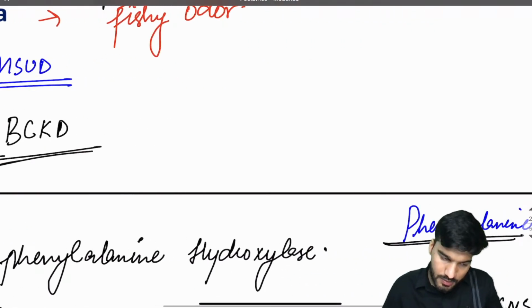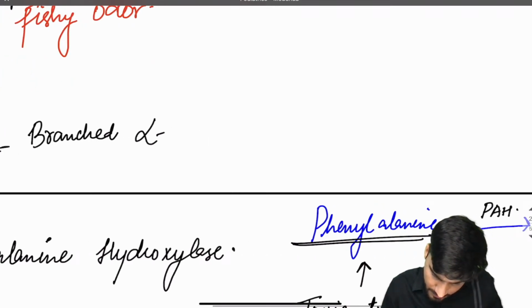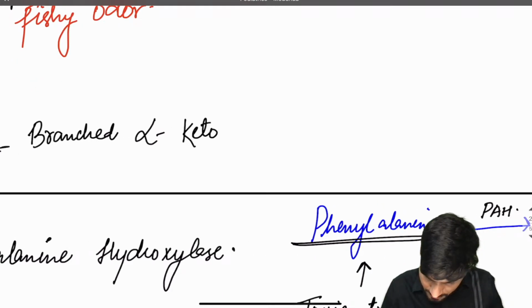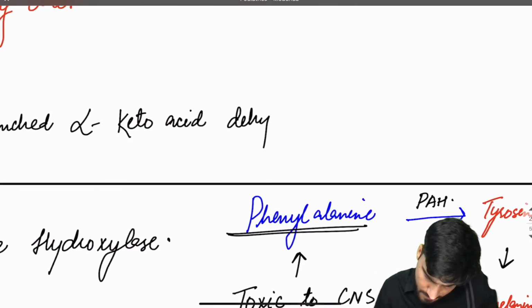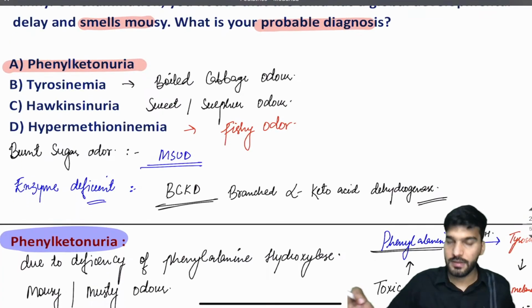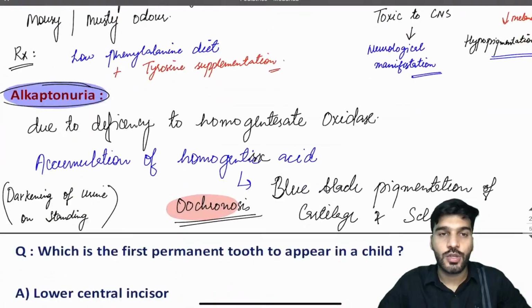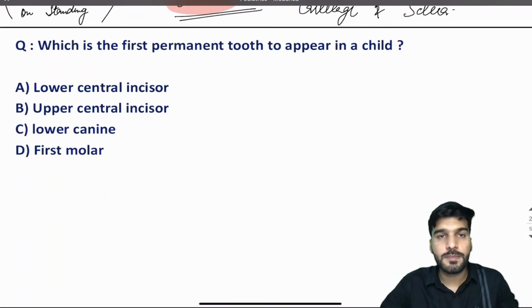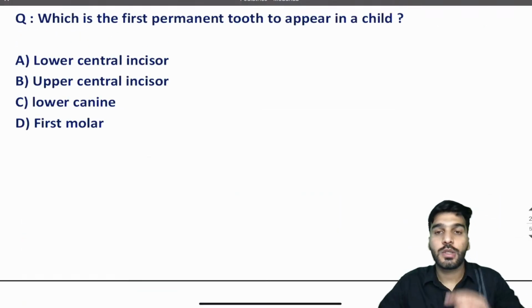That is branched chain alpha keto acid dehydrogenase. That's BCKD. Clear? Chalo. Next question. What is the first permanent tooth to appear in a child?